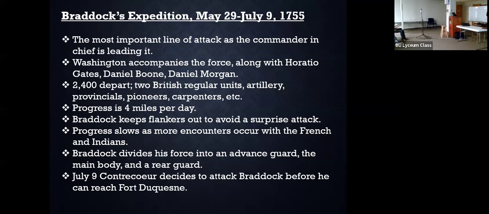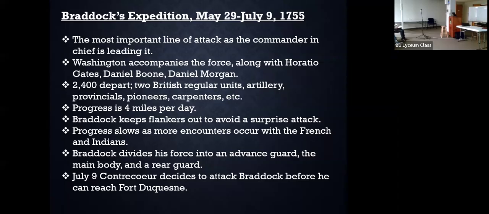He's got the flankers out to avoid a surprise attack, and then as they encounter more and more, that slows the rate of advance because the dangers are building up. Now, as he approaches Fort Duquesne, he reverts back, as is very reasonable, into the European structure. You have an advance guard, you have the main body, which also contains all of your logistical support, and you have a small rear guard so nobody can ambush you from behind, and you've got a few flankers out to make sure nothing is happening on the flank.